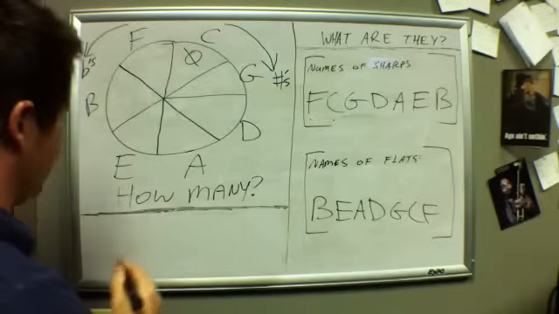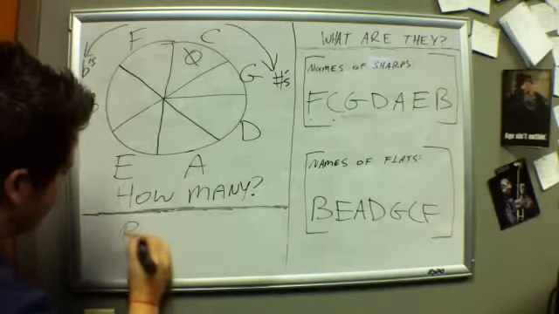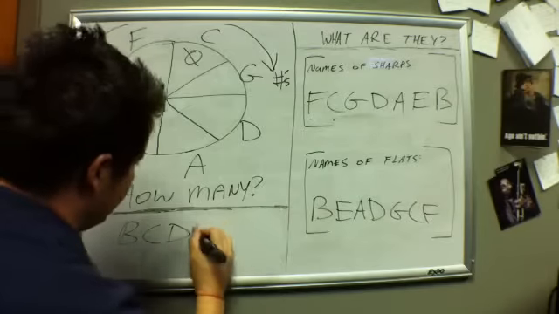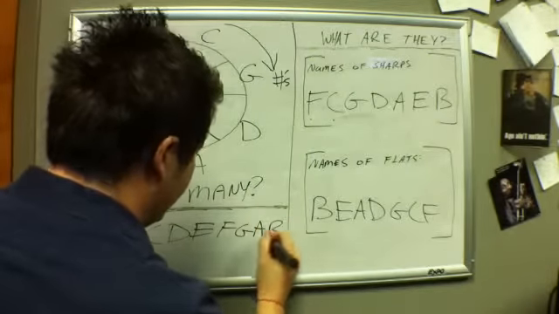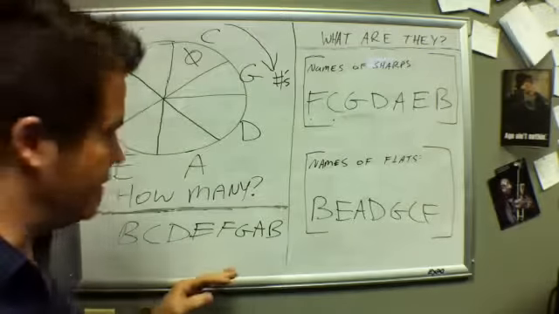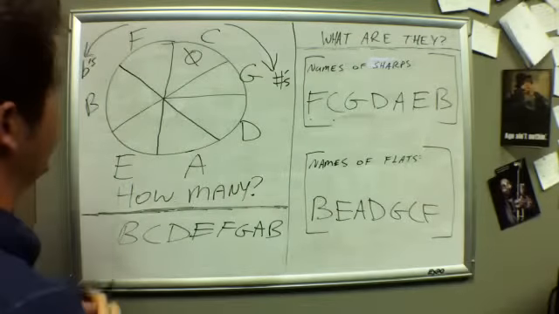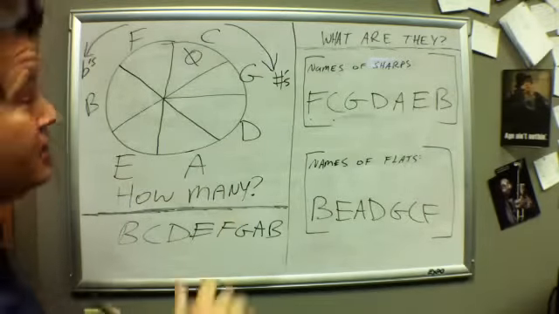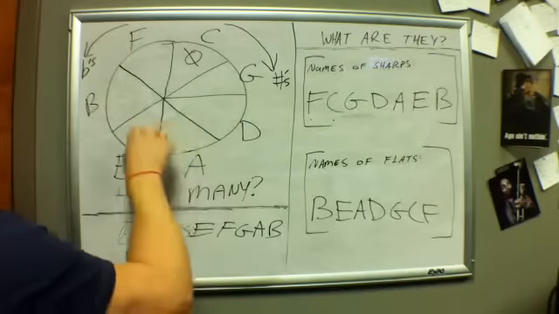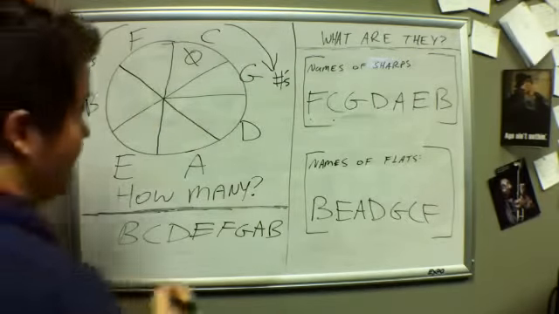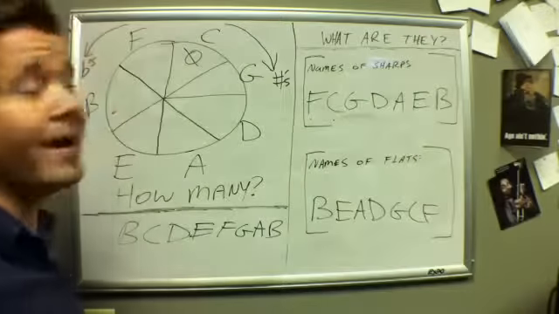Let's do a hard one. Let's go to the key of B. Write the alphabet. B, C, D, E, F, G, A, B. All I did was write the alphabet. That's it. Okay, what do I do then? How many? My first process. How many are there? 5? 1, 2, 3, 4, 5. Yes, there are 5. I go over here to what the heck are they?